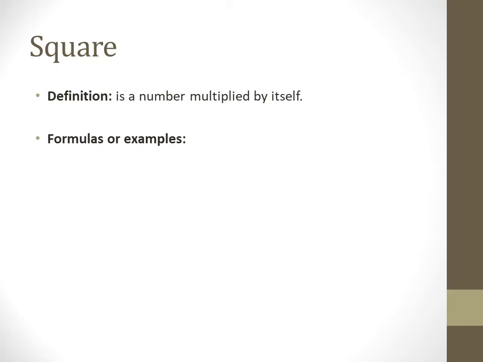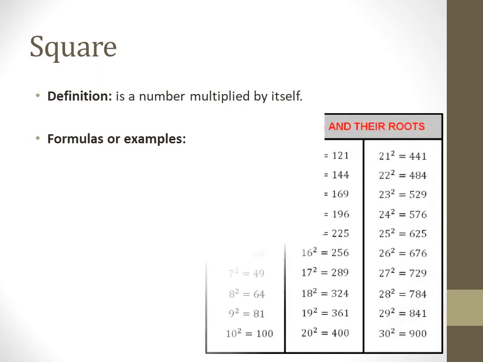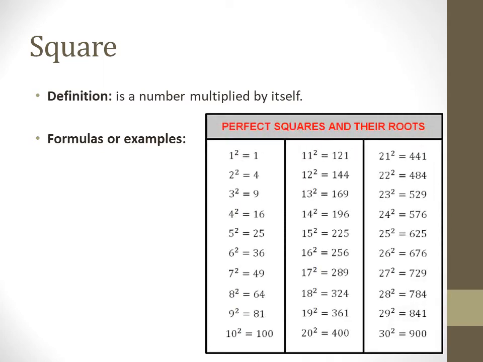Now, of these exponents, we have some specific ones. The first one is square. Not the shape, but a number that is multiplied by itself. Here we have our perfect squares and their roots. Now, you do not need to write this down, okay? I do have a couple examples, like this.